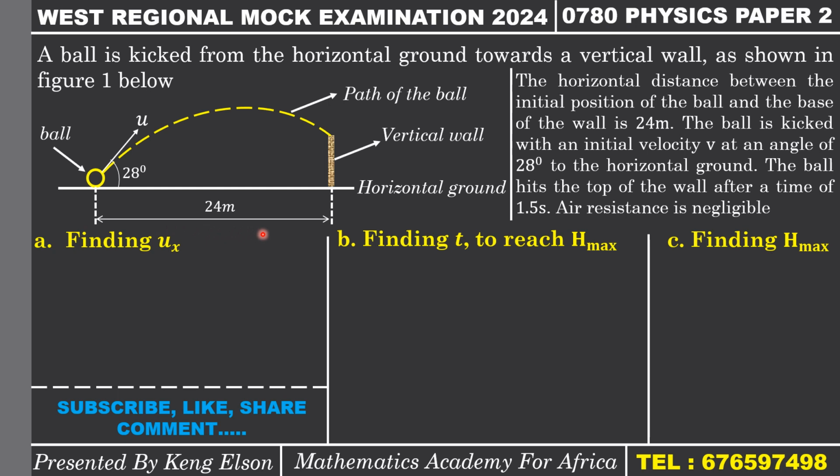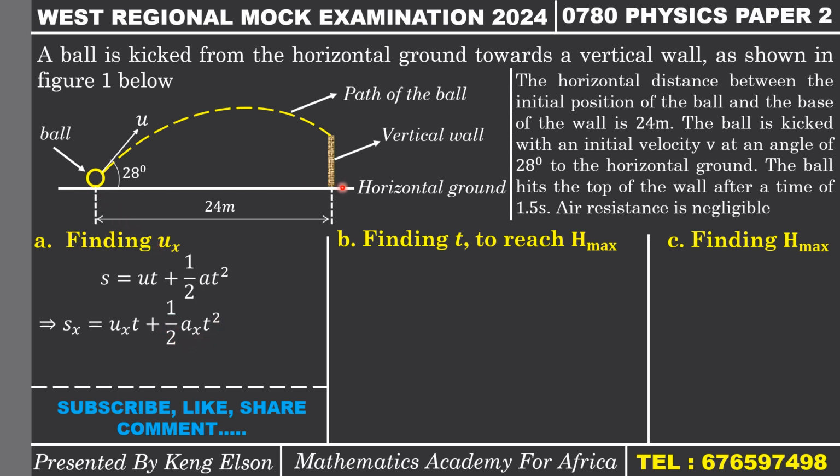So generally we have the equations of motion. We are going to use s equal to ut plus half at squared. But now when we are in the x direction, we are going to call s as sx, we are going to call u as ux, we are going to call a as ax, we are going to call t as t, because tx and ty are the same, and the t was given to us as 1.5 seconds. So it means that sx will be equal to ux t plus half ax times t squared.